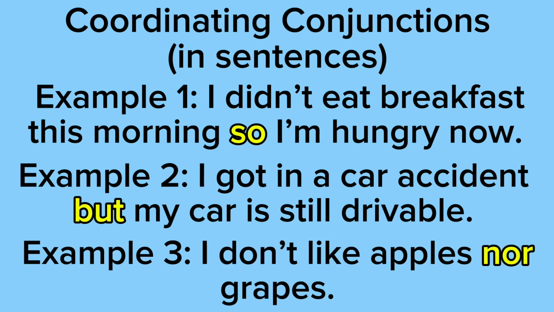Example 3 says, I don't like apples nor grapes. So I don't like apples is an independent clause that's being connected with the word grapes. And the coordinating conjunction nor is what allowed us to do so.